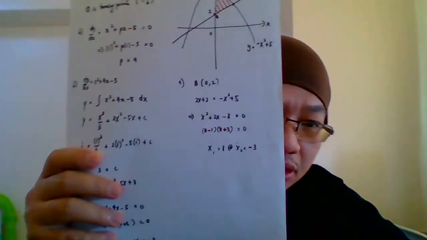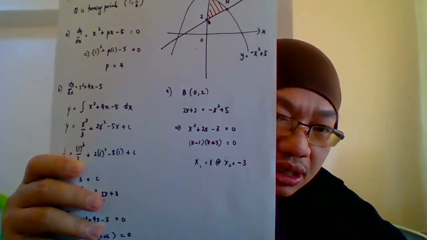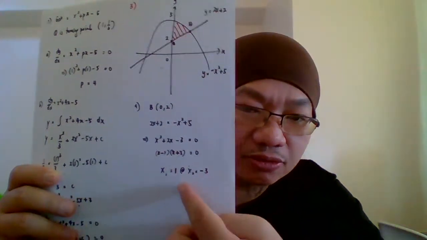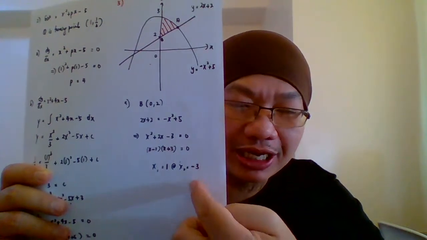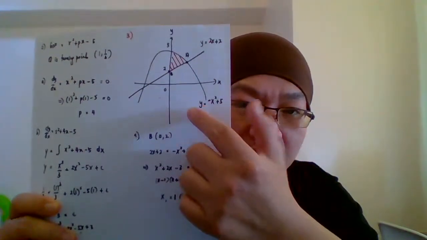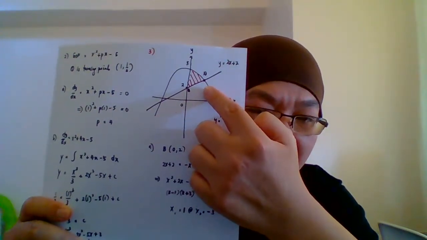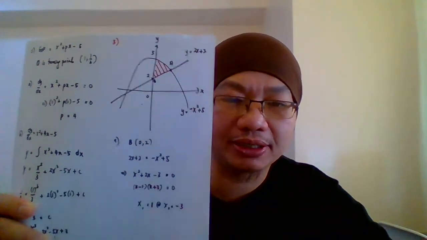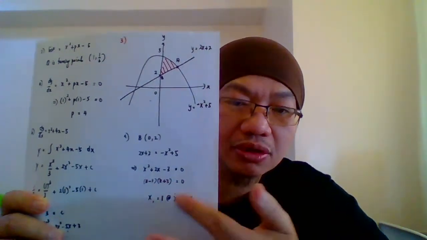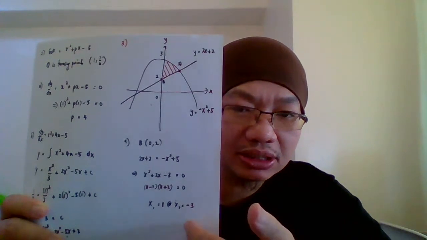So that is your coordinate of x. Okay, we got the coordinate of x: x1 is 1, x2 is negative 3. Now, we are talking about the coordinate of A. A is located in which quadrant? That's why you need to make a conclusion here.